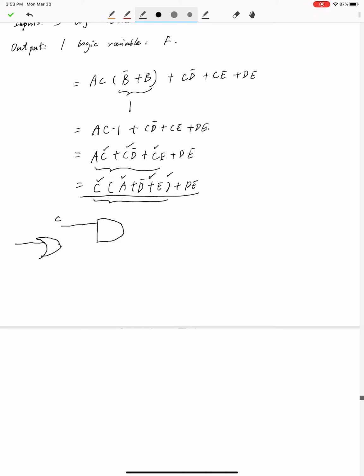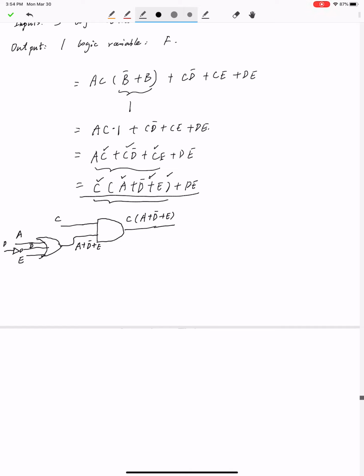And these 3 terms are A, D bar, right? How to get D bar? We only have the original D, then we use a logical inverter to get D bar. And then we need input E, right? So the output is A plus D bar plus E. Logical AND gate will multiply 2 inputs. So the output is C times (A plus D bar plus E), right?